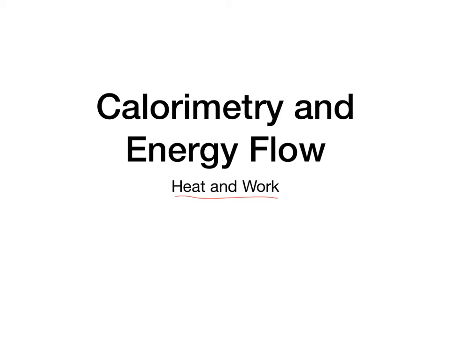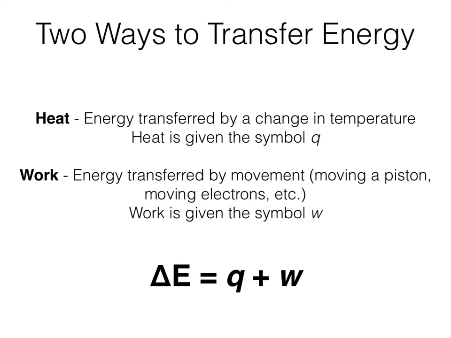In the last video, we focused on energy, the direction of the energy flow, and the fact that energy is conserved. Now we're going to talk about heat and work. Heat and work are two forms of energy, and when we talk about energy being transferred, these are really the two ways that can transfer energy. Heat is energy transferred by a change of temperature. In chemistry, we give heat, for some unknown reason, the symbol Q.